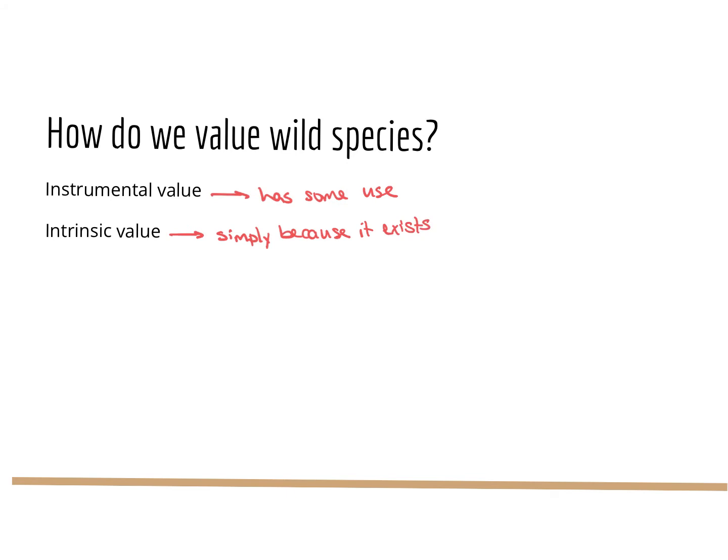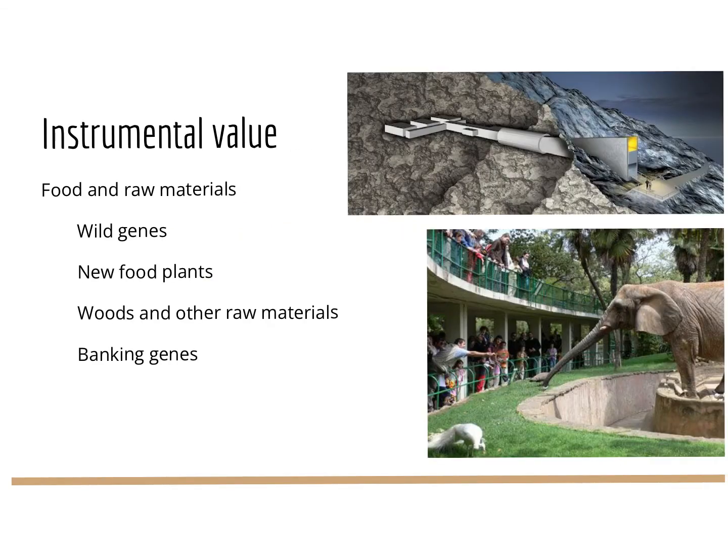Right, so we don't really have the right to say it doesn't have value, or we don't have the right to put value on it because all living things have value just because they exist. Whereas instrumental value, again, has some type of use for its ecosystem or for us. And sometimes the benefit to the ecosystem can be an indirect benefit to us. So one type of instrumental value can be food and raw materials.